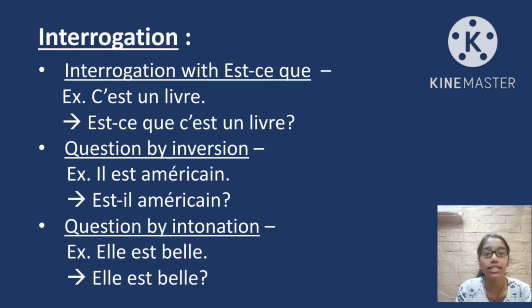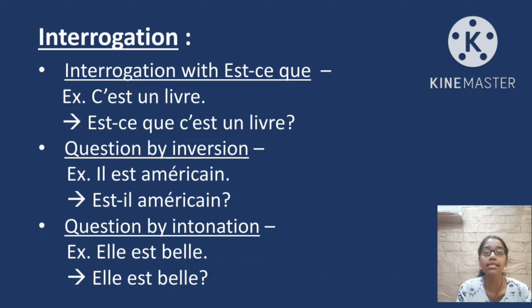Interrogation. We can make a sentence interrogative in three forms. First one, interrogation with est-ce que. Example, c'est un livre. In its interrogative form it will be est-ce que c'est un livre? Basically in this form we only add est-ce que at the start of the sentence and a question mark at the end of the sentence.